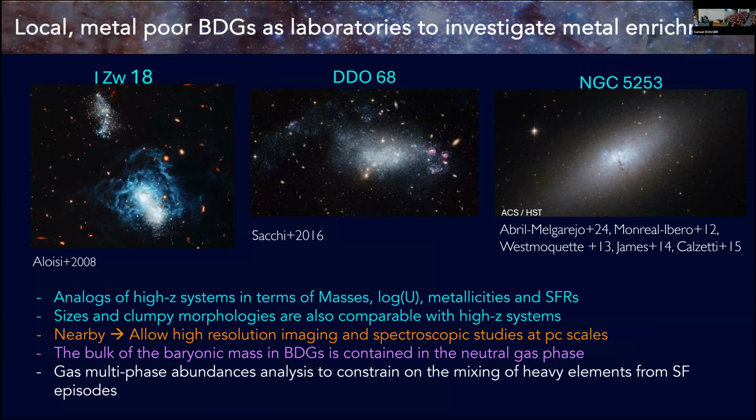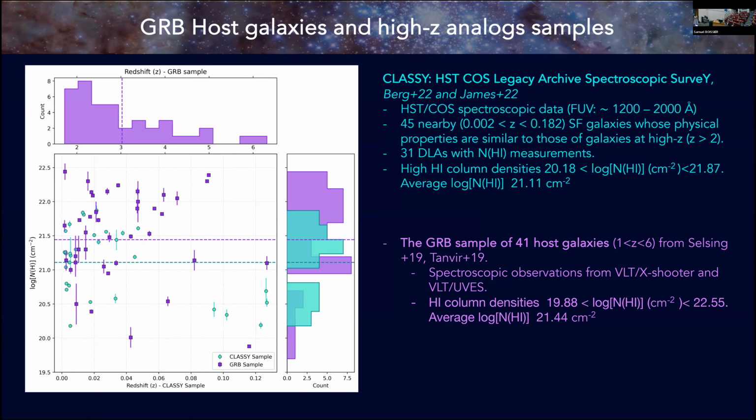The comparison sample is composed of some blue dwarf galaxies in the local universe. These are analogs of high redshift galaxies in terms of masses. They are very low mass, have low metallicities, very high star formation rates, and very high ionization parameters. They are nearby, and they allow high resolution imaging and spectroscopic studies. It's very important to remember that the bulk of baryonic mass is in the neutral phase, so it's very important to have both the neutral and ionized phase metallicities and kinematics.